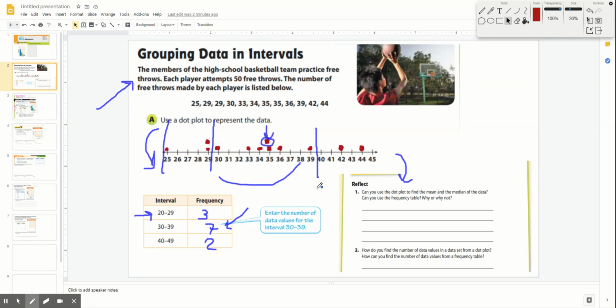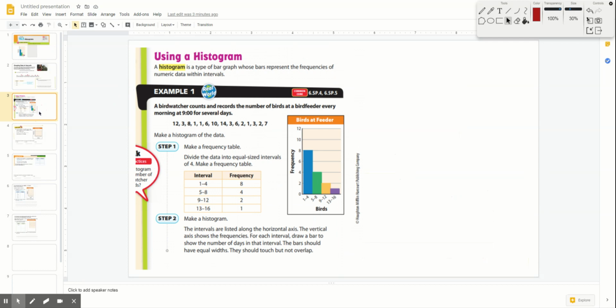And then lastly, how do you find the number of data values in a data set from a dot plot? You would count the dots. How would you find the number of data values from a frequency table, which we have here? You would just add the numbers that you have. So that's the whole idea. It's just another way to look at information. It's a skill that you are going to see in a lot of different forms over the years, all these different types of graphs. And again, it's just thinking: how are you seeing the data? What is it showing you?